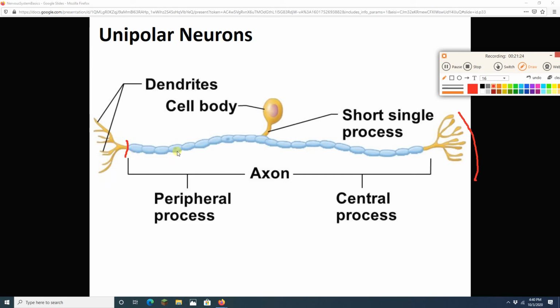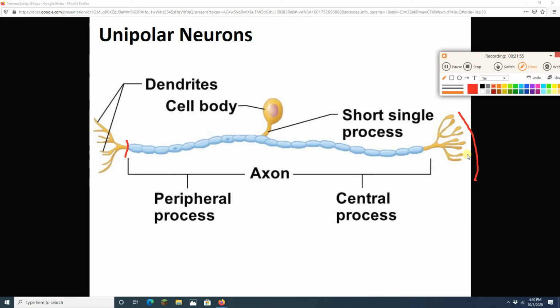Then the axon goes down, and passes the cell body along the way. So in this case, the cell body is not part of the electrical pathway. The signal would go from dendrites all the way to the end of the axon. In both of the other neurons, multipolar and bipolar, signals would go dendrites, cell body, axon in that order. Not in this guy. We skip the cell body, so to speak.